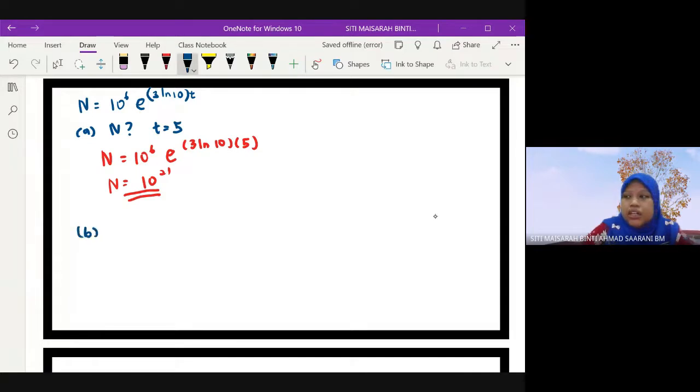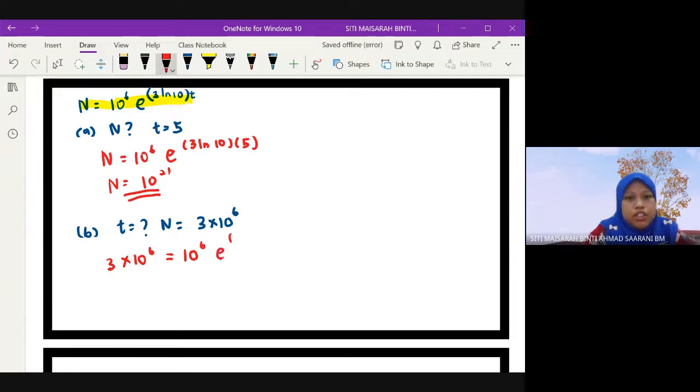B tadi kita nak cari time taken for the number of bacteria to be 3 times the original. Kita nak T when N equals to 3 times 10 to the power of 6. So jadi kita masih pakai N yang sama yang ini. Tapi kat sini kita nak cari T lah. So maksudnya N dia ganti dengan 3 times 10 to the power of 6 equals to 10 to the power of 6 e power 3 ln 10 T.